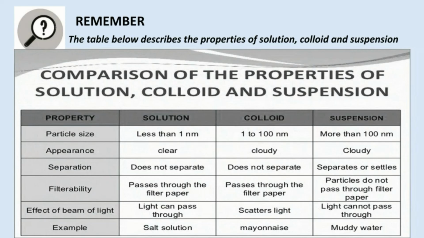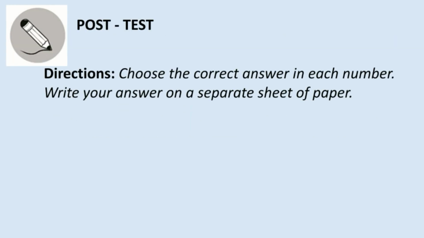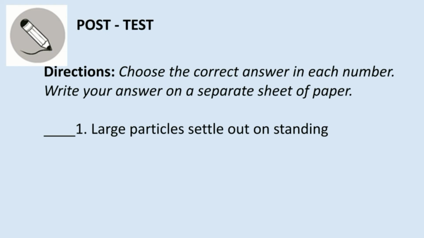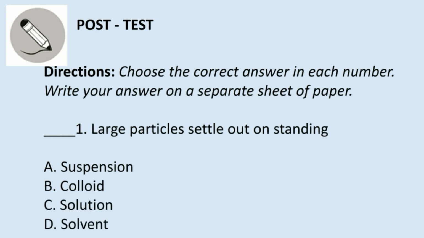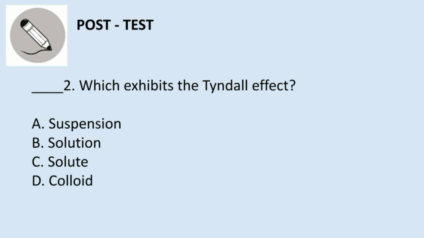Okay, prepare a pen and paper and let's try to answer the following questions. Directions: choose the correct answer in each number. Write your answer on a separate sheet of paper. 1. Large particles settle out on standing. A. Suspension. B. Colloid. C. Solution. And D. Solvent. Write down your answer. Number 2. Which exhibits the Tyndall effect? A. Suspension, B. Solution, C. Solute, D. Colloid.